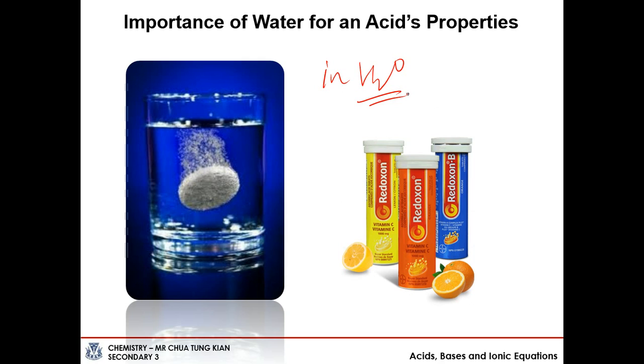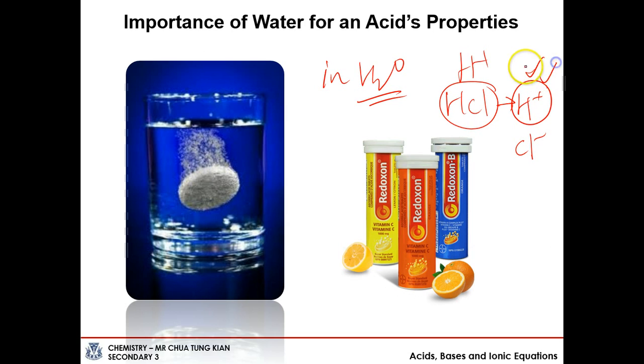Because the acidic properties of an acid come about from the presence of the H+ ions, if I have HCl by itself, there will be no reaction. It's only when HCl dissociates into H+ and Cl- and the H+ undergoes the reaction here that I can observe the acidic properties of HCl. So without water, no H+, no acidic properties.